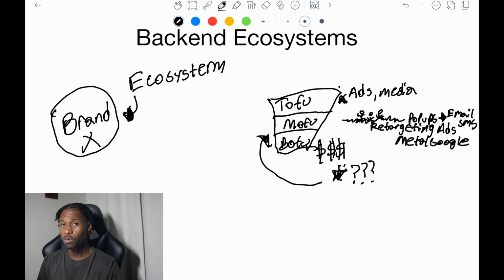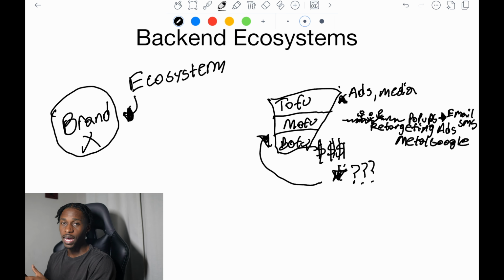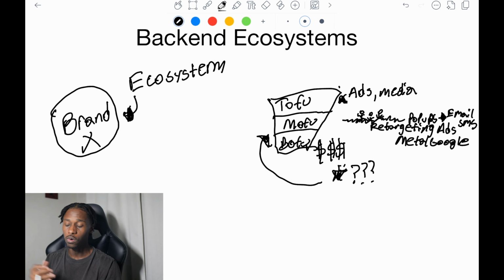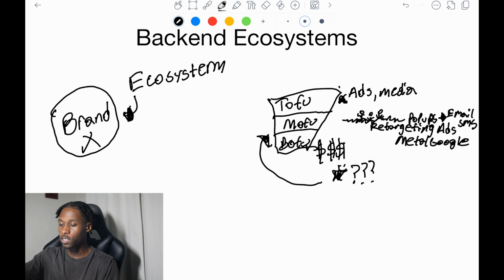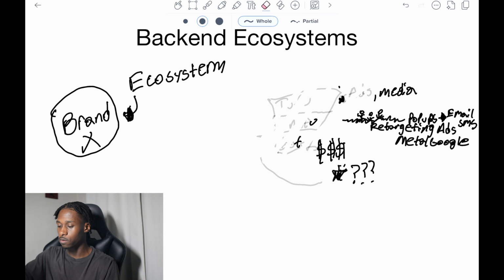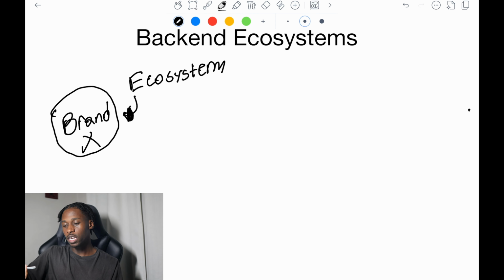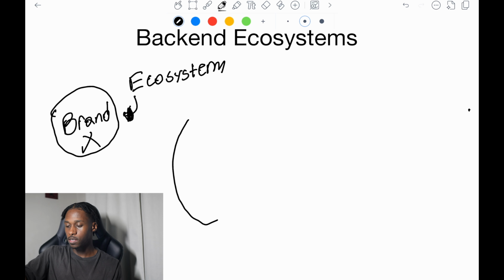So your CPMs are going to rise, cost per impression. And then your CAC is going to rise, cost to acquire a customer, essentially, if you're going to get more and more competitors inside of these marketing platforms like Meta or like Google. So let's get rid of this and let's talk about the backend ecosystem method. The backend ecosystem method, remember, this is your brand.